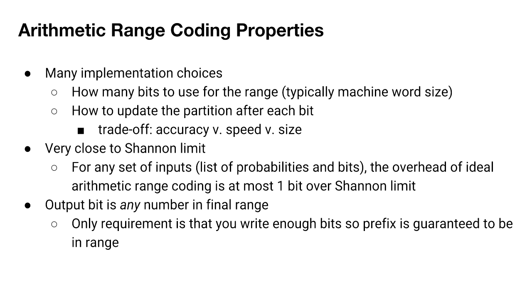And if my decoder can predict those probabilities, I've saved a bit. All right, great. So there are some interesting properties here. You've got some implementation choices, like how many bits you use for the range. It's completely variable, and so we typically use the machine word size. How you update the partition after each bit, there are some partition algorithms where you can trade off accuracy for speed, for size of implementation. The cool thing is that you're pretty much guaranteed to be close to the Shannon limit. So for any set of inputs with probabilities and bits, the overhead of ideally coding it versus what you get out of a range coder is basically one bit of overhead. And then the cool thing is, because I said earlier the output is any number in that final range, we can actually stick other data at the end of it if we need to.